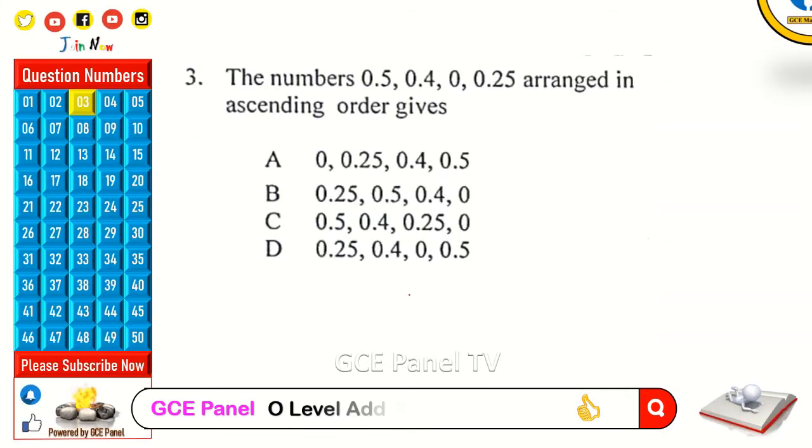Question 3 reads, the numbers 0.5, 0.4, 0, 0.25 arranged in ascending order gives, what's the meaning of ascending order? Ascending order means increasing. So the smallest number we have here is 0. So we have to start with 0. So the answer is already there. The answer is A. As you can see already, the only option that begins with 0 here is A. That's ascending order. Question number 4.